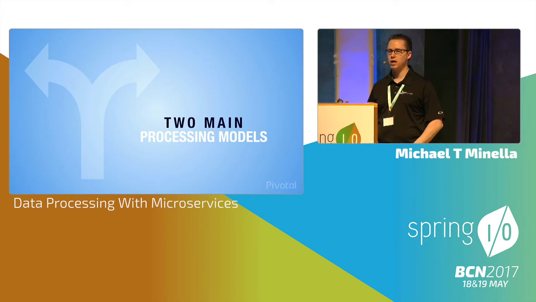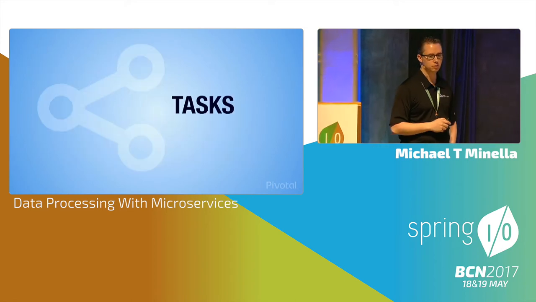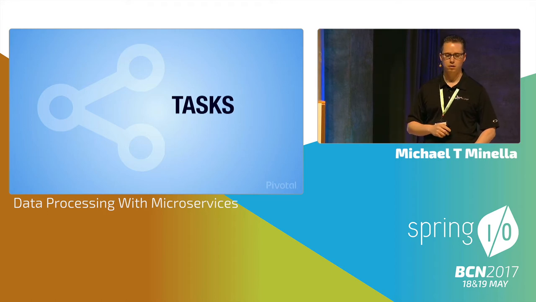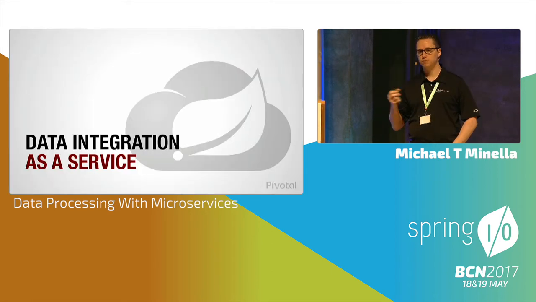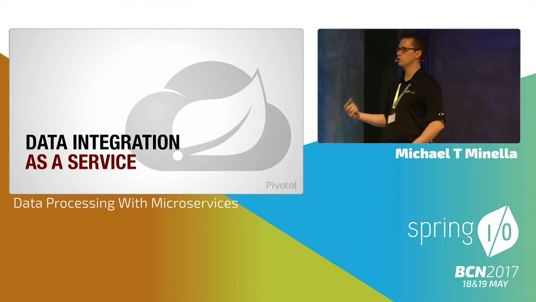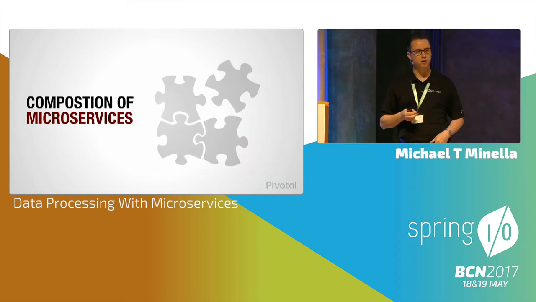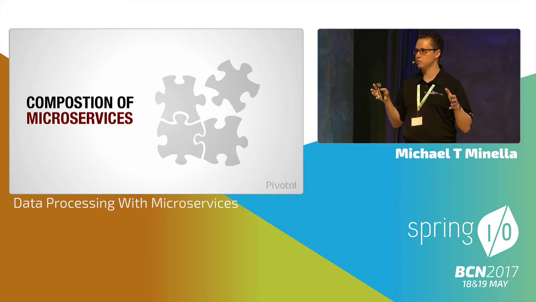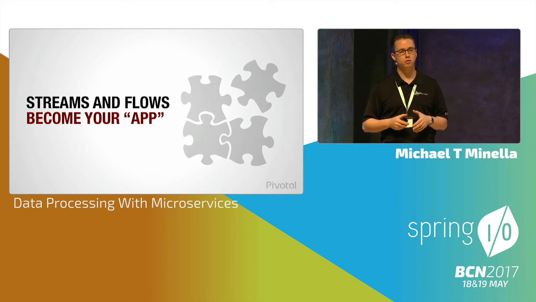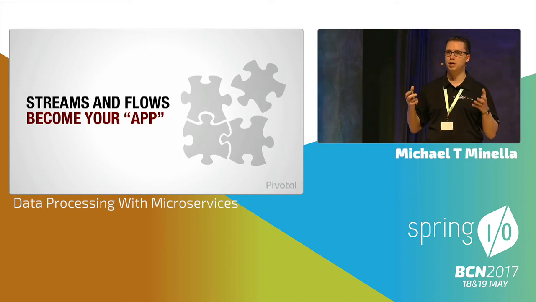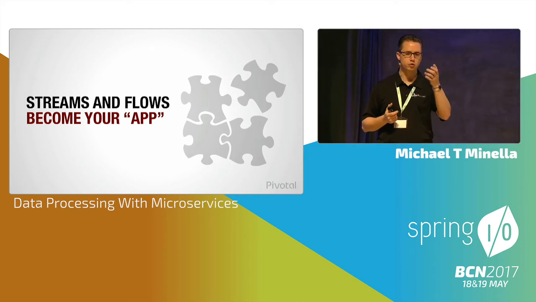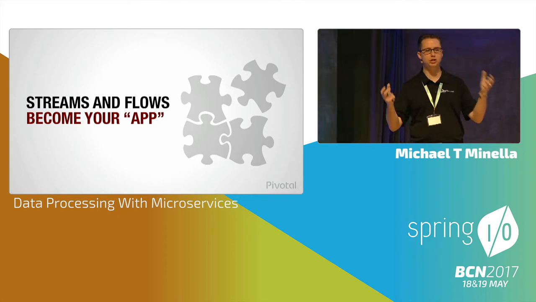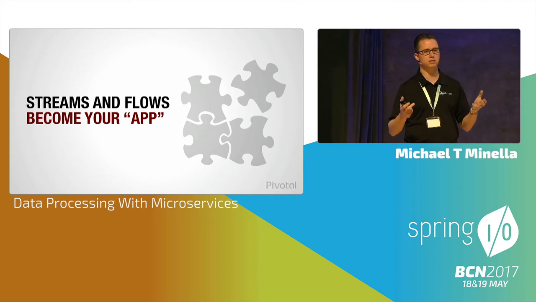In this world, there are two main processing models, streams and tasks, and we'll look at both in just a minute. The last piece of this evolution is data integration as a service. So now instead of focusing on individual microservices, we're looking at the composition of microservices. Here, streams and flows become my actual application. An individual microservice by itself probably isn't going to provide any business value, but the composition of those is what actually gives you that business value.